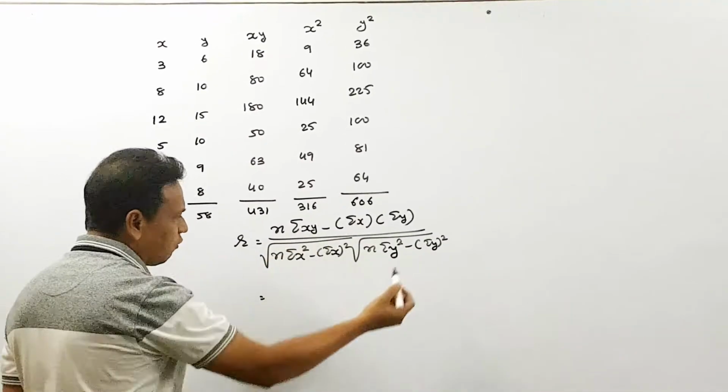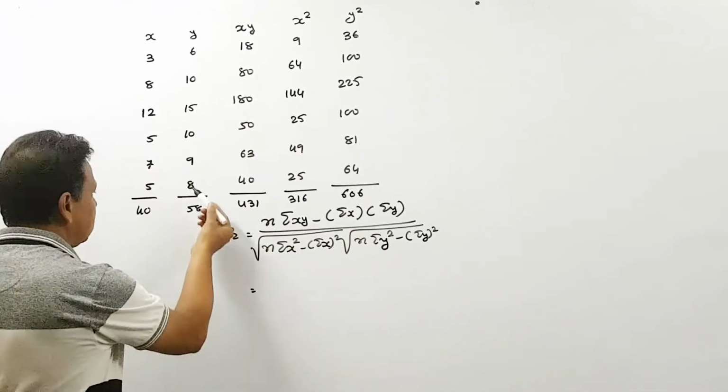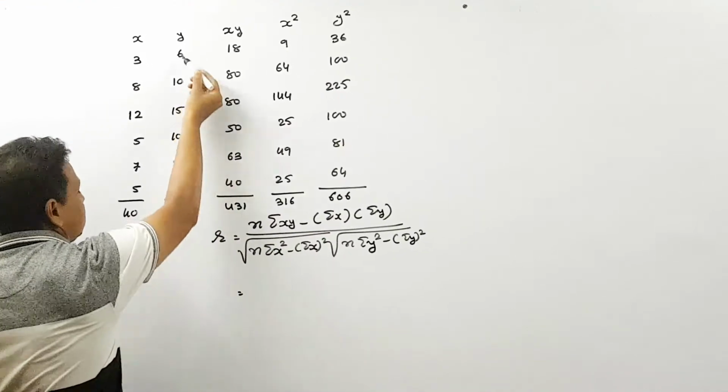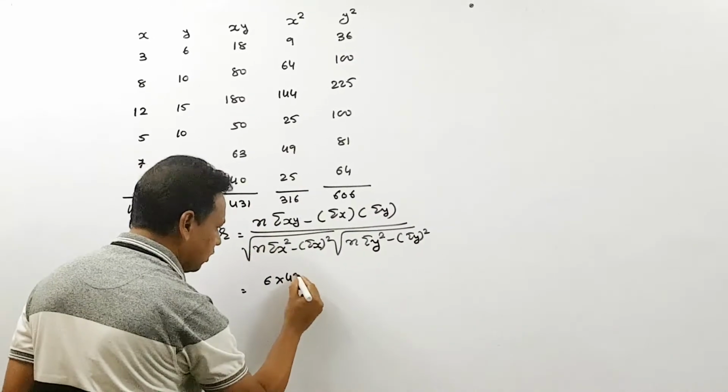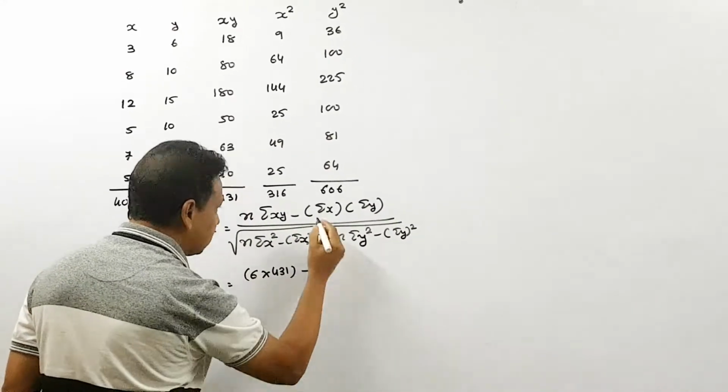So I would like to replace the values. n is called the number of pairs. So 1, 2, 3, 4, 5, 6. So n is 6. Sum of xy, so I have 431 minus sum of x.